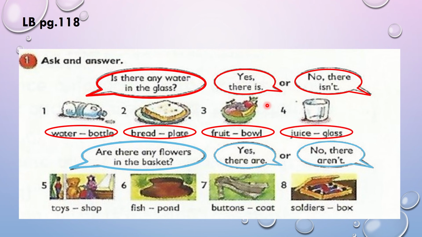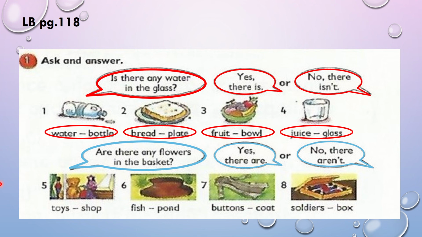Juice, glass. Our question is, is there any juice in the glass? No, there isn't. The glass is empty. Now, let's have a look below. Are there any flowers in the basket? Yes, there is, or no, there isn't.